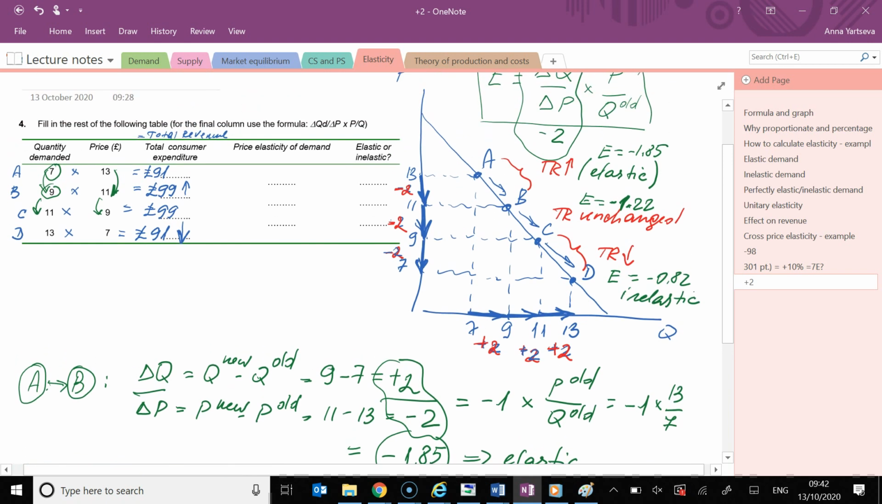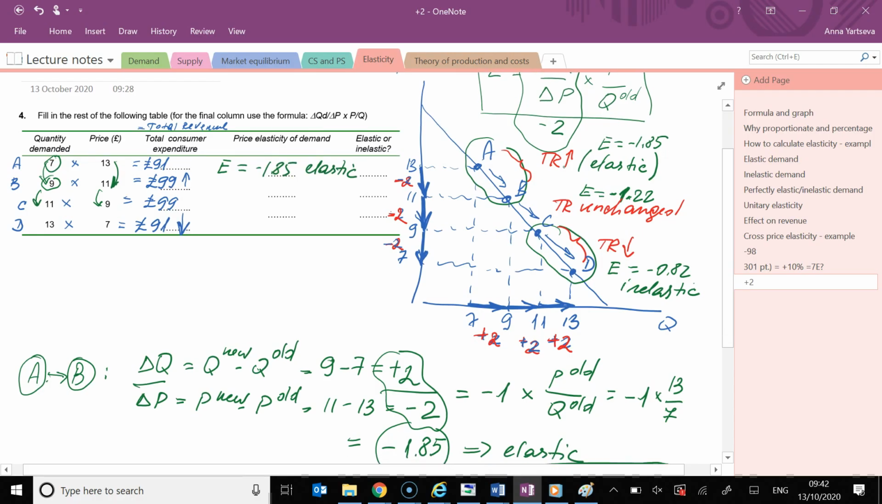And this difference in value for elasticity at different segments of the demand curve, between points A and B and between points C and D, explains the different effect on total revenue. As demand is elastic, a price drop leads to an increase in total revenue. As demand becomes inelastic, less than unity, this leads to a reduction in total revenue due to a change in price.